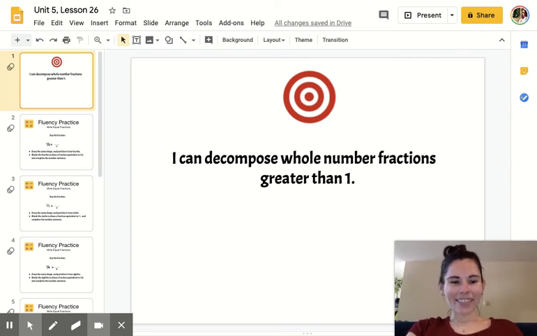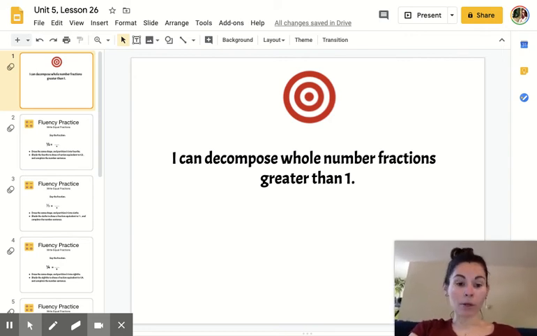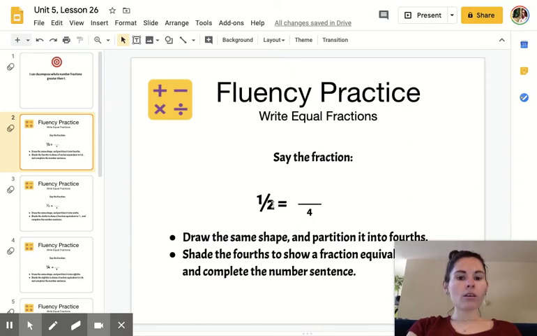Hey, third grade. So today we're going to work to decompose or break apart whole number fractions that are greater than 1. We're going to start with some fluency practice. I'm going to say the fraction, and you're going to tell me the equal or equivalent fraction. 1/2 is how many fourths?